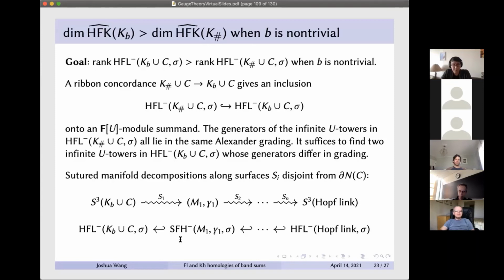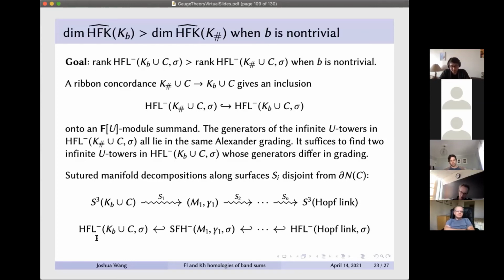So the point is that if you could now find two infinite U towers inside of this sutured floer homology group, whose generators lie in different gradings, then you've found two towers inside of the link floer group, whose generators lie in different gradings. Right, so then the game becomes, can you cut along surfaces, always staying away from the torus boundary corresponding to C, until you arrive at a sutured manifold whose sutured floer homology you can compute explicitly and find those two infinite U towers that lie in different gradings.